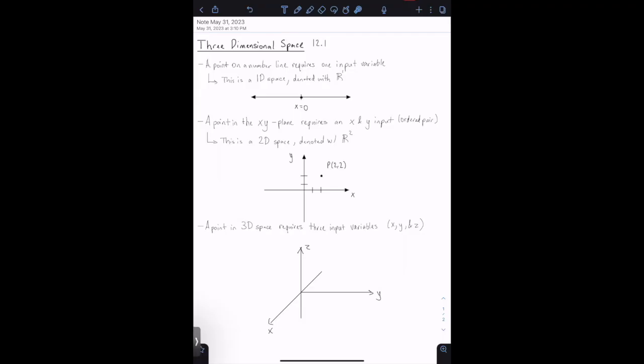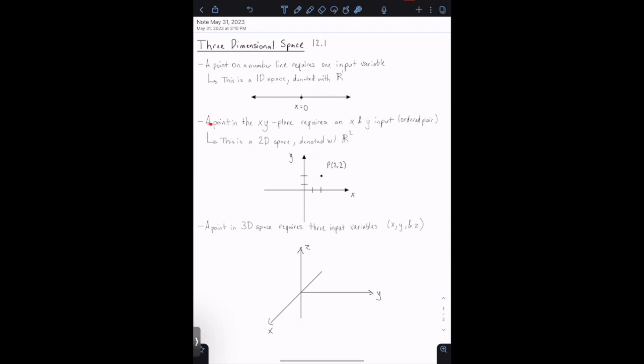All right, so first let's think about a point on a number line. A point on a number line only requires just one input variable. So essentially this is just one-dimensional space. A number line is defined as all the real numbers in one dimension, and we can use any variable, in this case, using x.